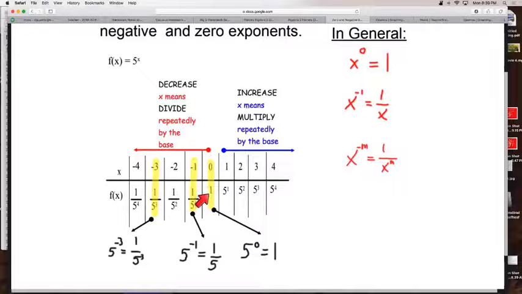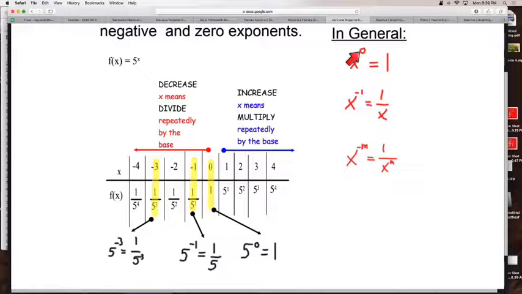And if you keep dividing, you get 1 divided by 5, then you get 1 divided by 5 twice, 1 divided by 5 3 times, and so on. So now you can actually make sense out of negative exponents. The negative exponents are simply telling us to divide by the base this many times instead of multiply by the base this many times.